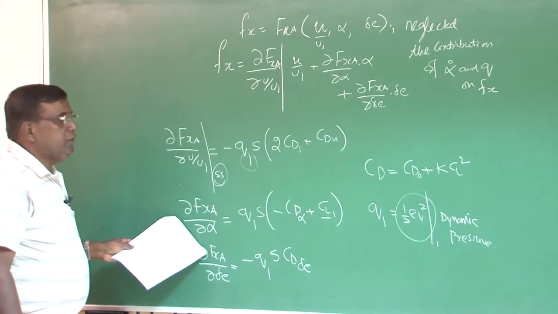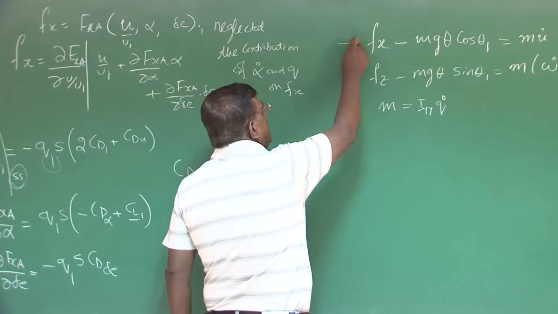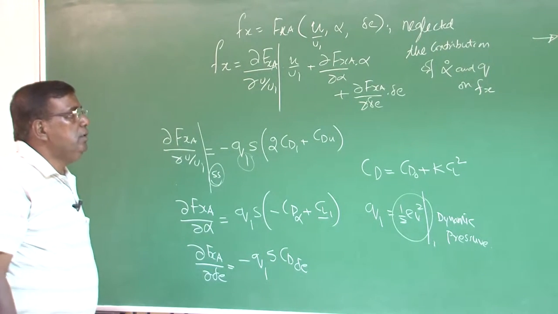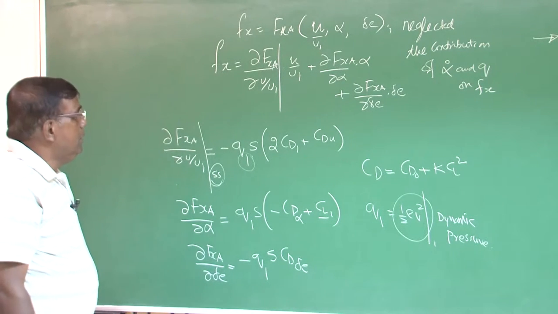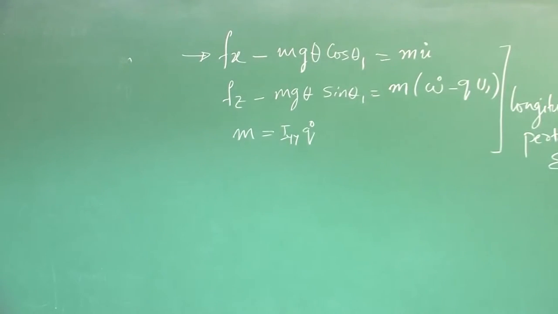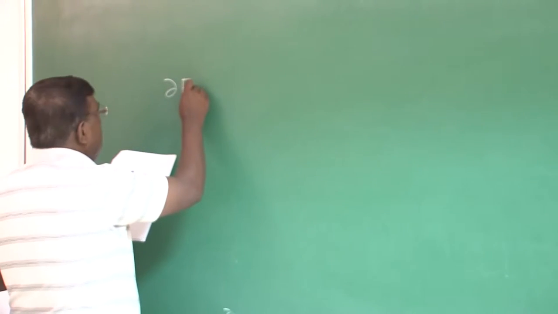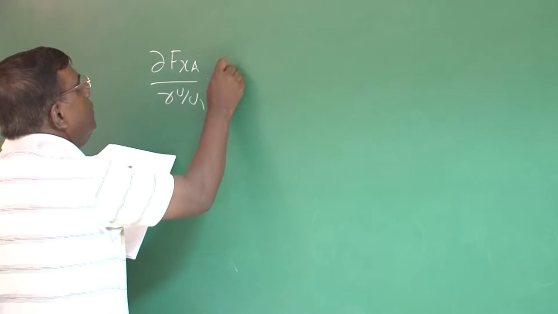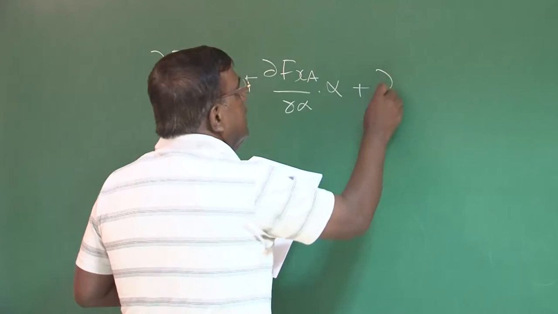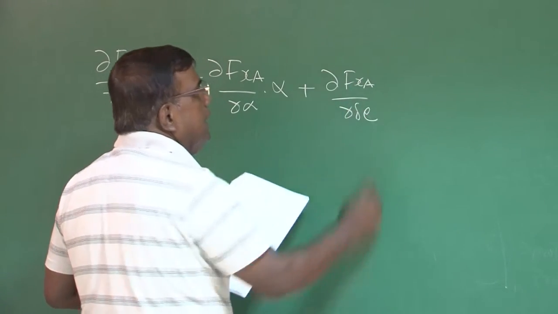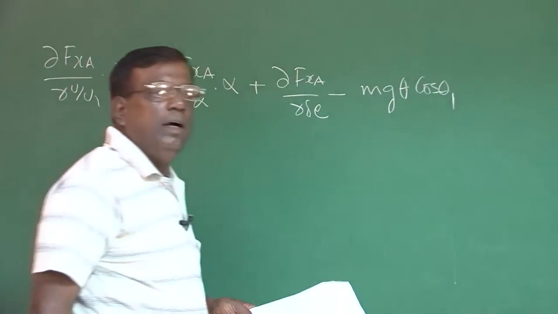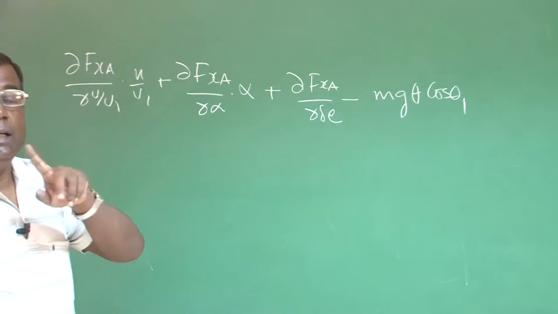Once I know this, it is so straightforward for us. We'll take the first equation, fx, and see how we can further simplify it in a manner where we can use our normal understanding of Laplace transform, etc. So if I substitute these things there, then I can write for fx: dfxa by d(u by u1) into u by u1, plus dfxa by d alpha into alpha, plus dfxa by d delta e into delta e, that is for fx. Then I write minus mg theta cos theta 1. What was theta 1? Theta 1 is the attitude of the airplane at cruise, okay? It is not the flight path angle. Please understand.